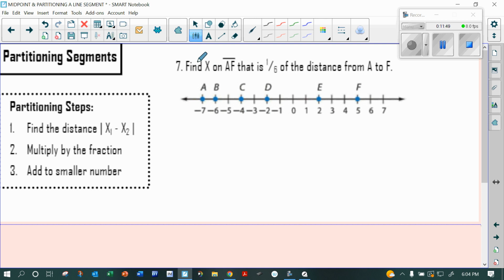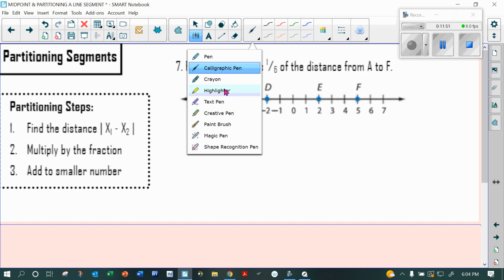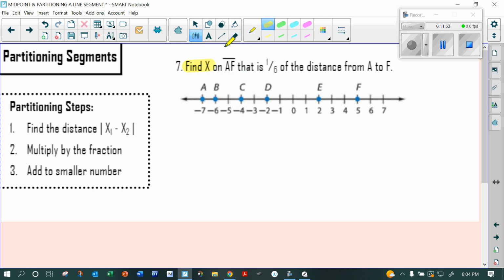So it says to find x. So they want me to find where x is located. Well, clearly there's not an x on my grid because I have to find it. So I want to go from A to F. Okay. So the distance from A to F. So remember, we did distance the other day. So the distance is -7 minus 5. So that's -12. So the distance is 12.